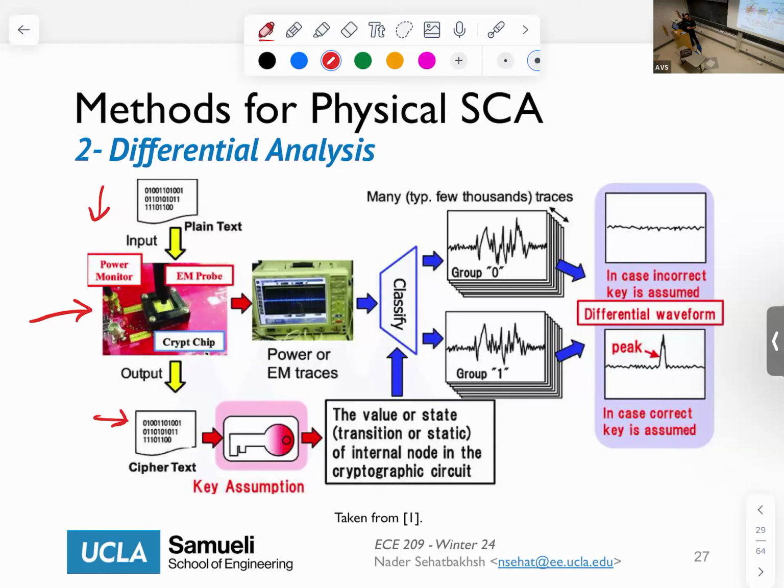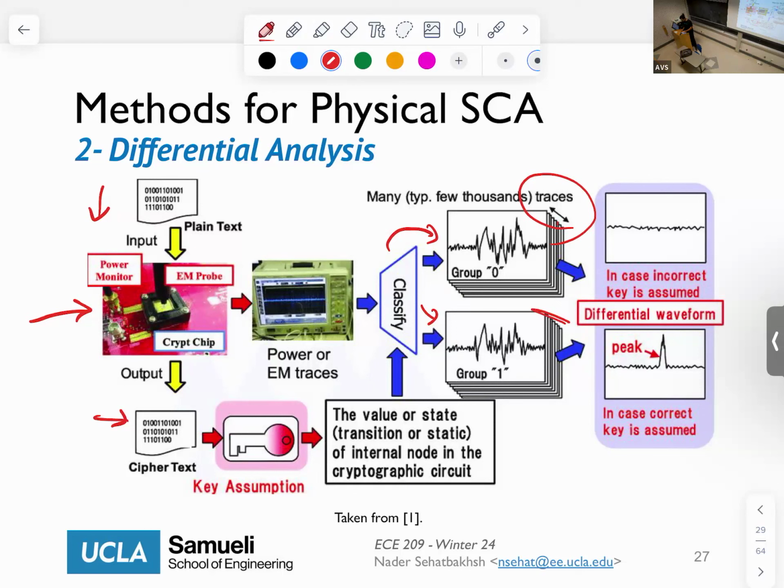I do some computation in order to make a decision about each run. So I'm going to classify some of the runs in group 0, and some of the runs in group 1. I'm going to do this many times, so this is not just one. As you can see, this could be a few thousand traces for one group, and a few other thousand traces for another group.